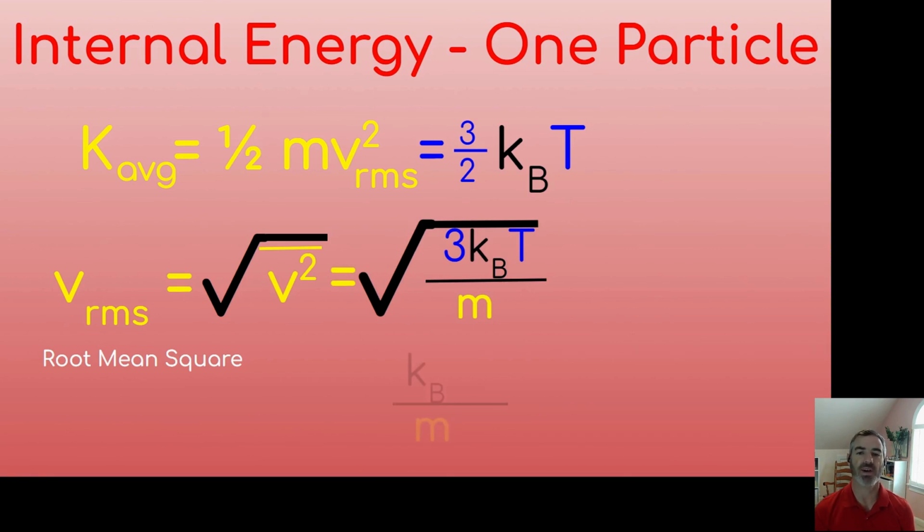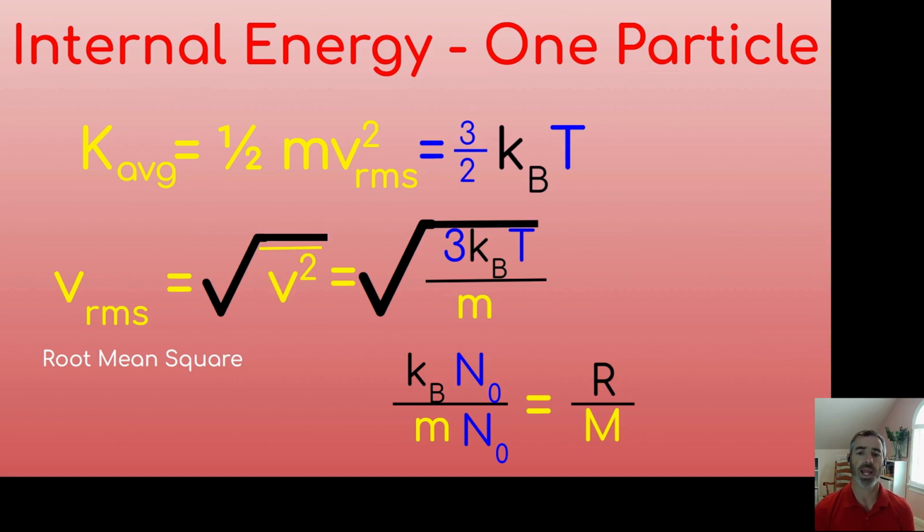We could take kB divided by m, and then if we multiply that by Avogadro's number on the top and the bottom, well, we know that kB times Avogadro's number is the universal gas constant, R. And the m value is the mass of an individual molecule, so multiplying by Avogadro's number gives us the molar mass of that substance, and those would be found on the periodic table.